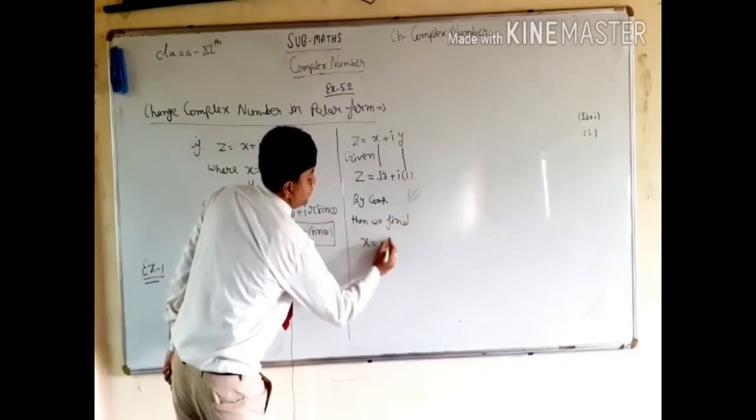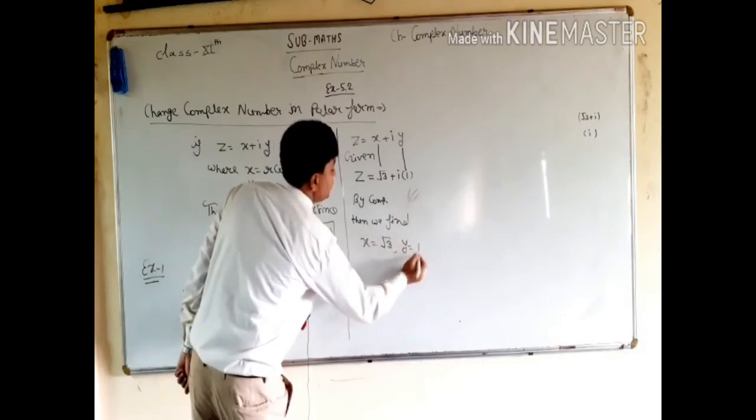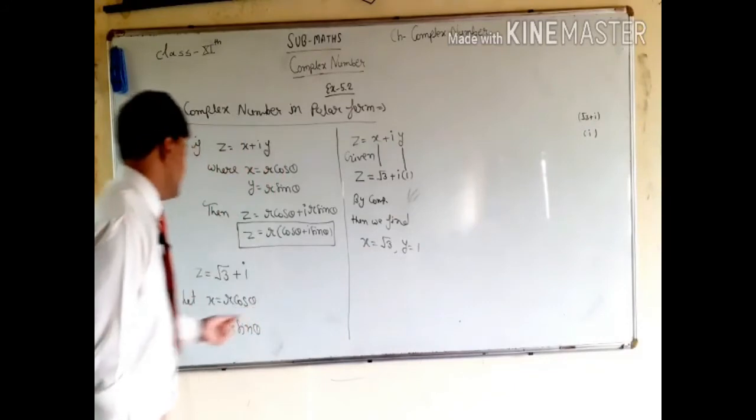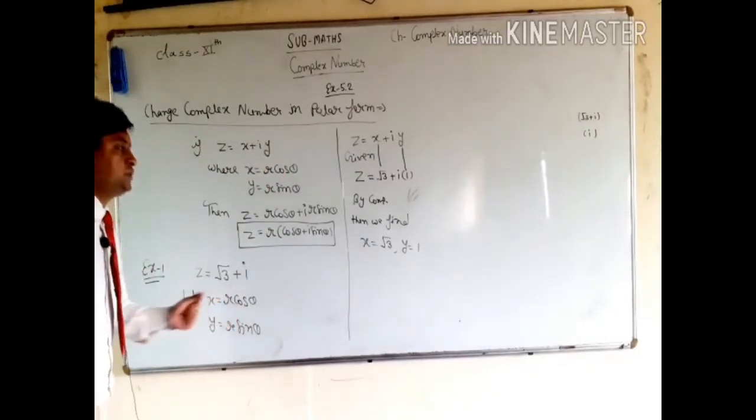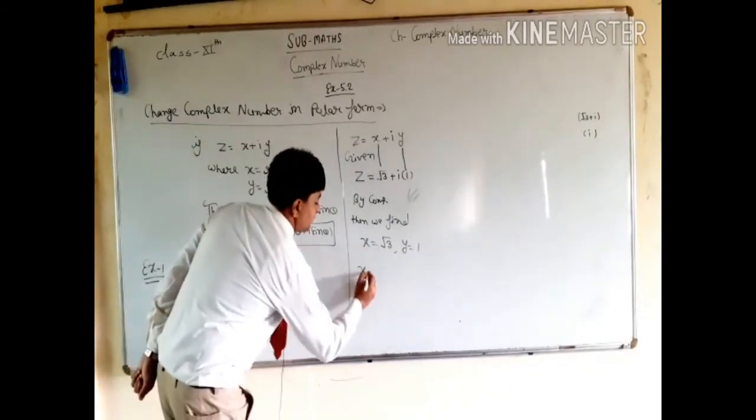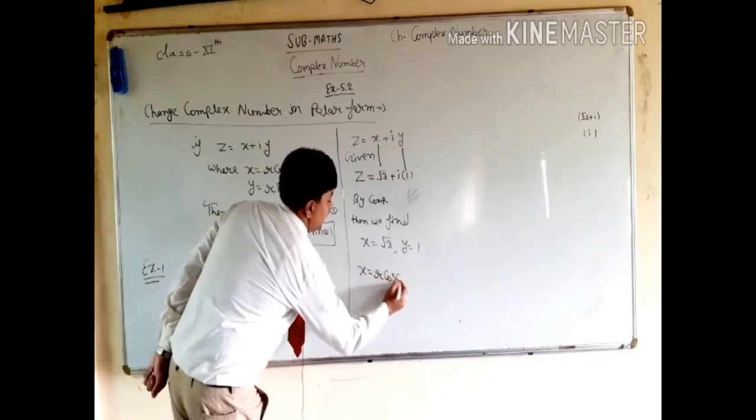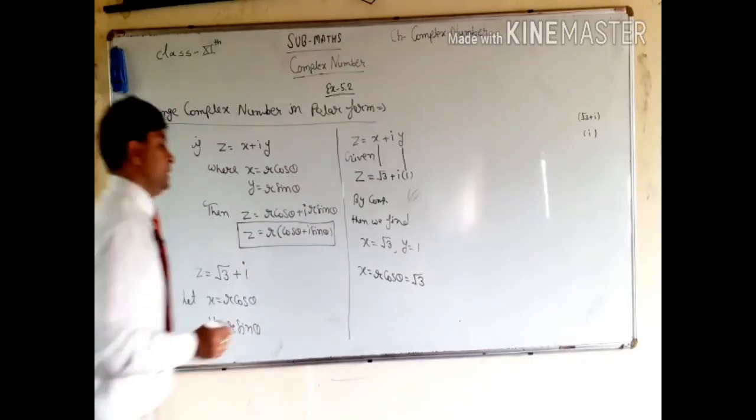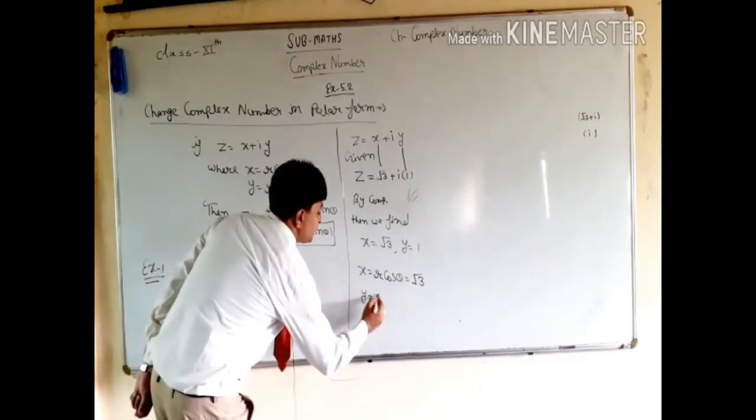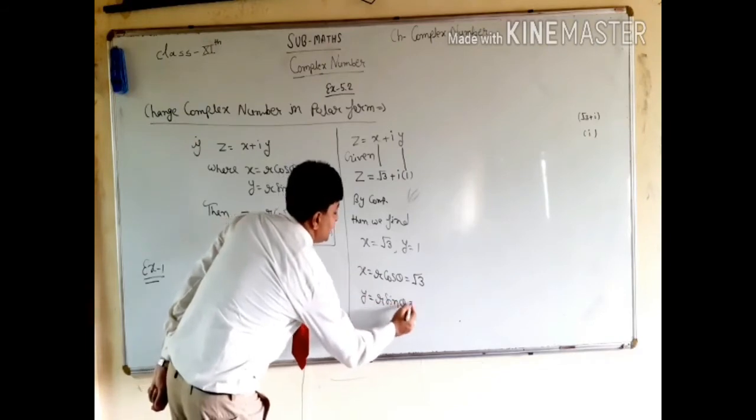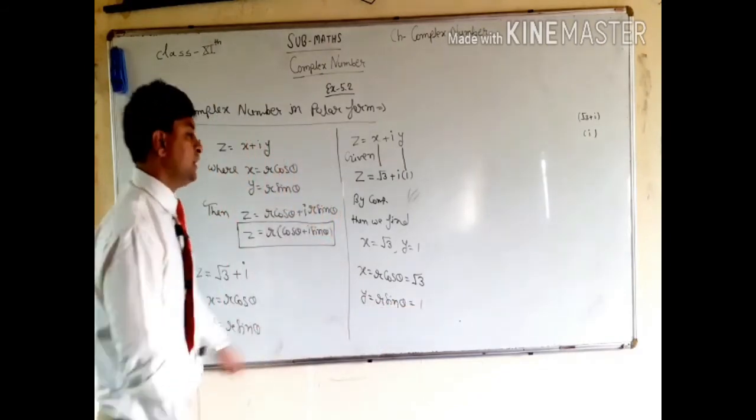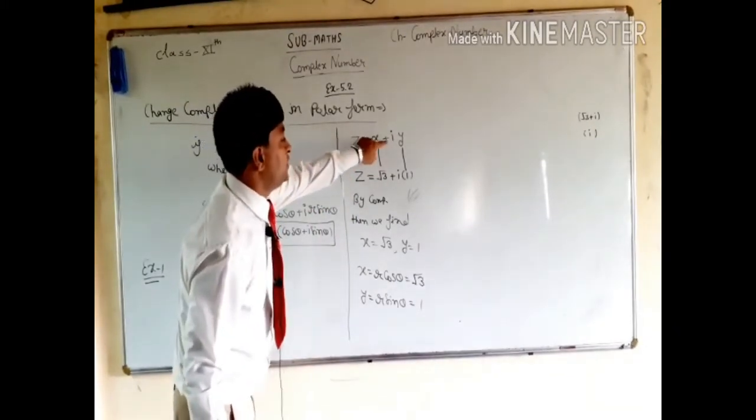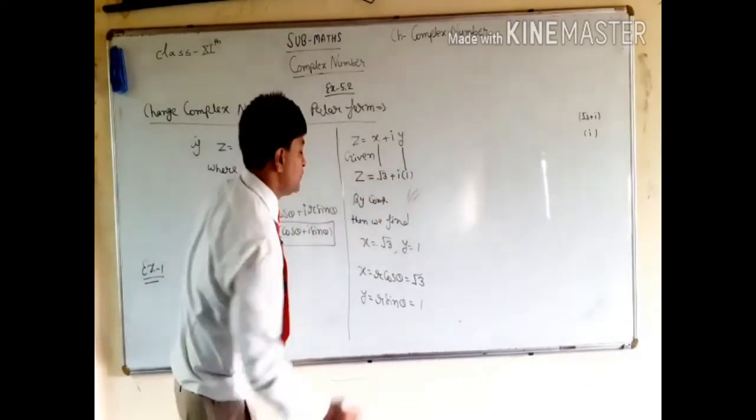x equal to root 3 and y equal to 1. And we know that x equal to r cos theta, and this is root 3, and the second equation is y equal to r sin theta, and this is 1. Okay students, by comparing the two equations, x plus iota y, root 3 plus iota 1.